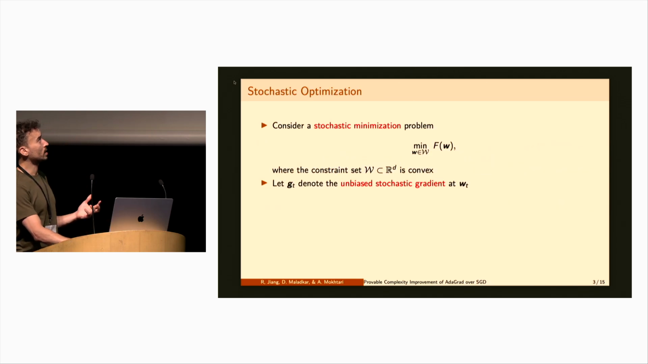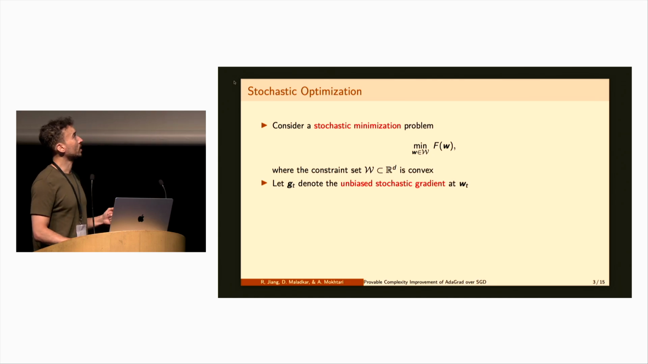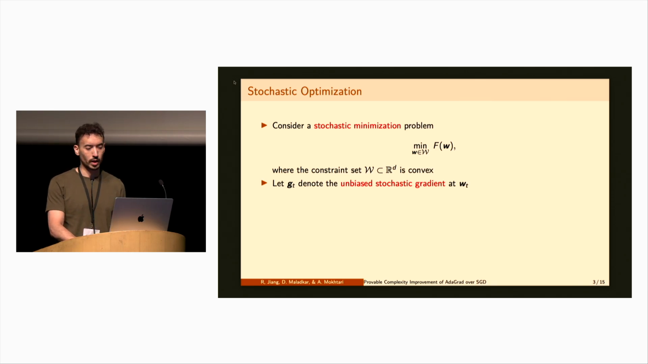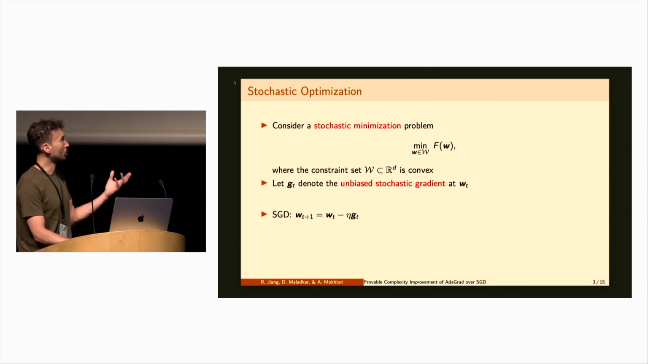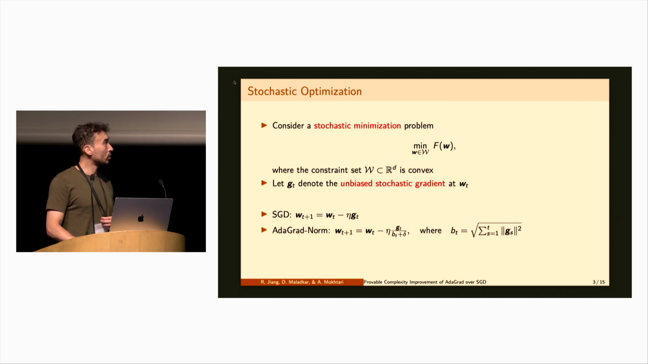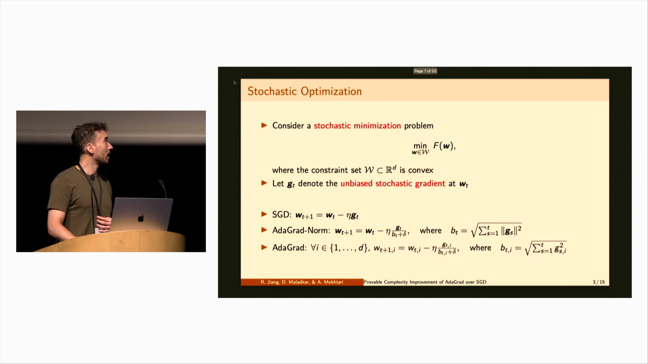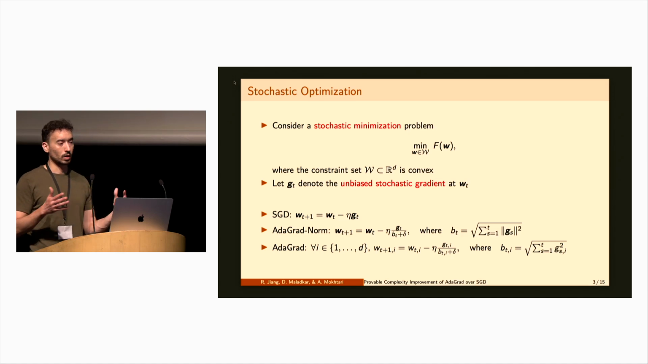So the typical setting is that you have some function f that you're trying to minimize, at least in the convex case, and what you observe is stochastic gradients of this function f. SGD would have updates of this form, where the update is a function of the gradient that you observe. AdaGrad-Norm would be similar, except that the learning rate is adaptive, and it's a function of the sum of the norm of the gradient squared. And you have AdaGrad, which basically does the same, but coordinate-wise.